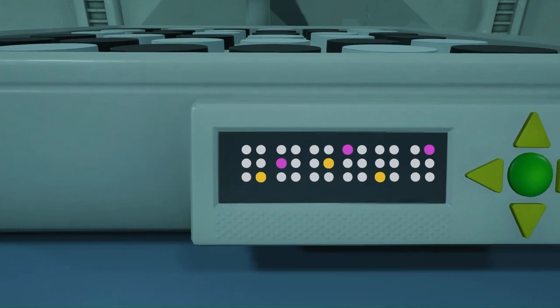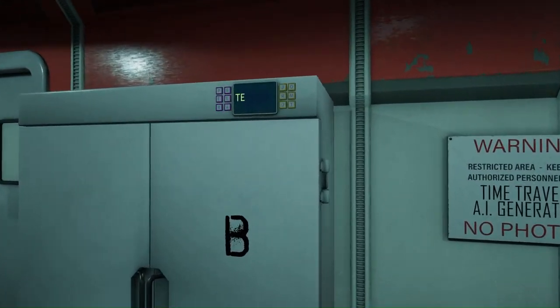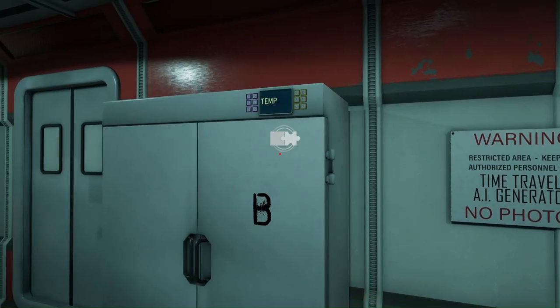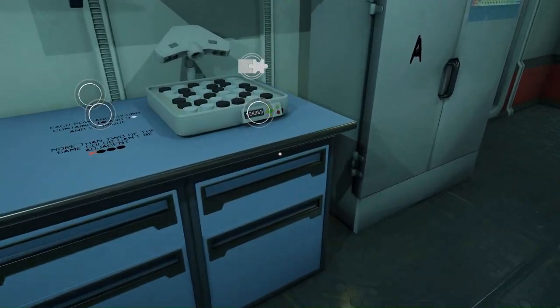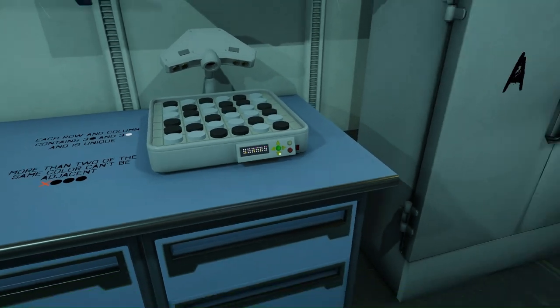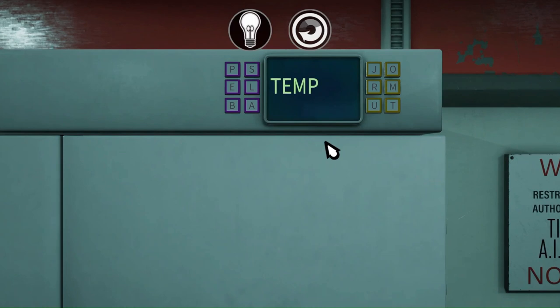I'm going to go on the third one. Four yellow, one purple. Four yellow, one purple. I need to just concentrate on it. Five yellow, two purple. Five yellow, two purple.